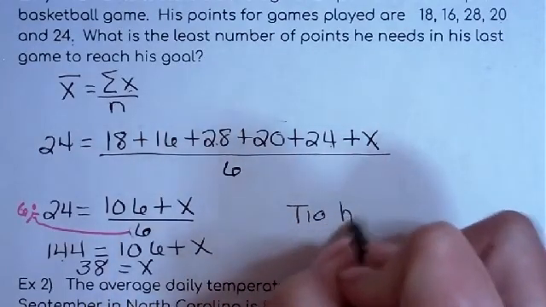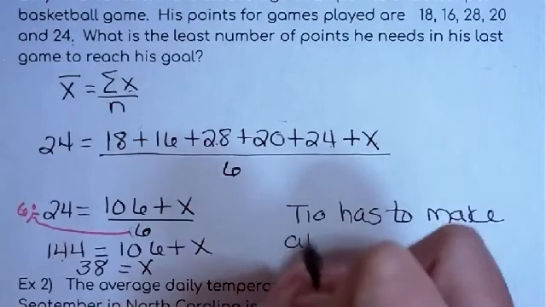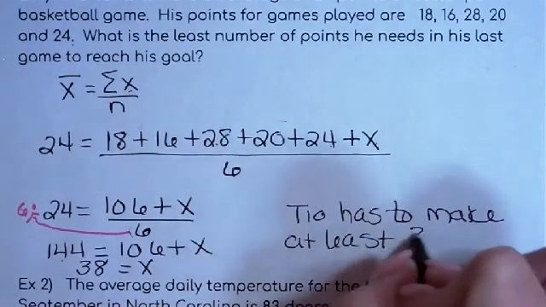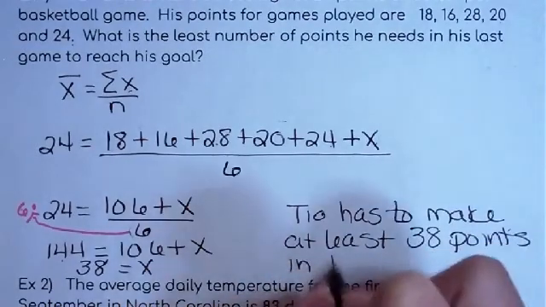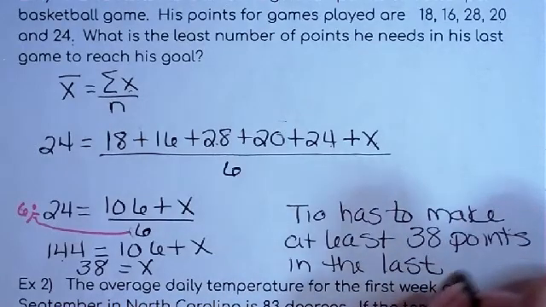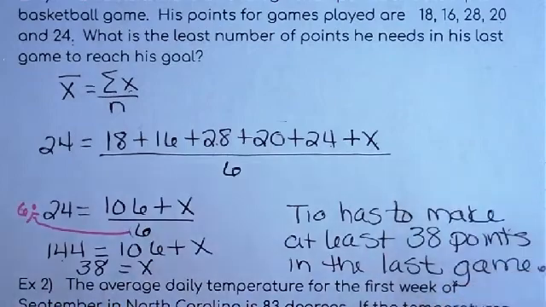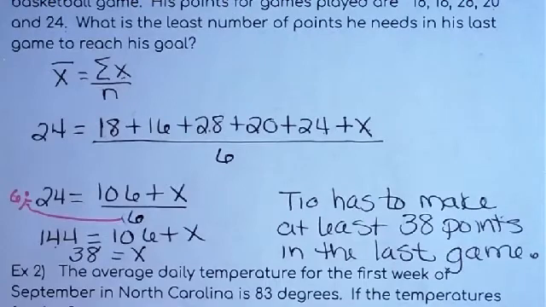Tia has to make at least 38 points in the last game. He'll have to step up his three-pointers. Okay, so that's what it means. It means that in that last game, for him to have an average of 24 or better for the whole season, he's going to have to score 38 points. Now pause this and finish copying this down, and then we'll go to example 2.